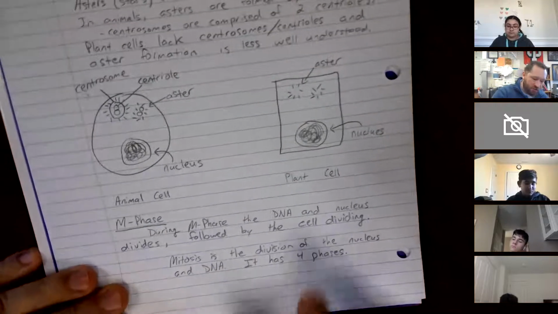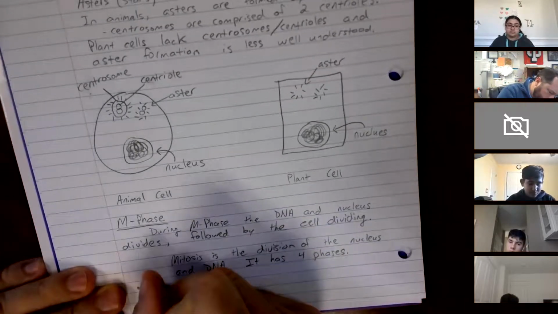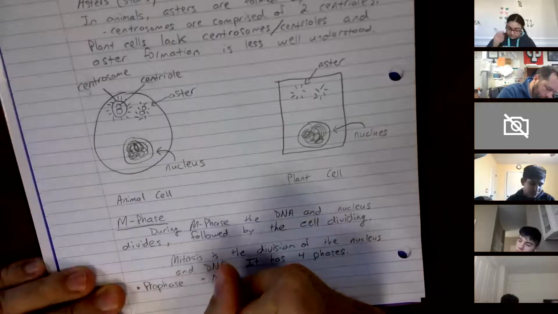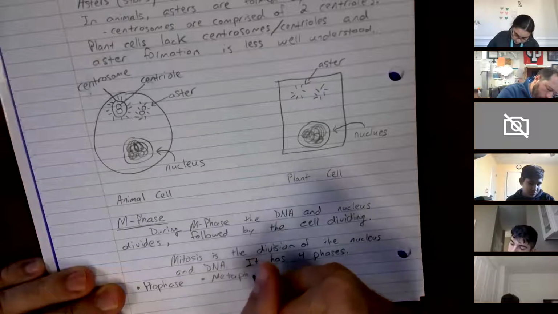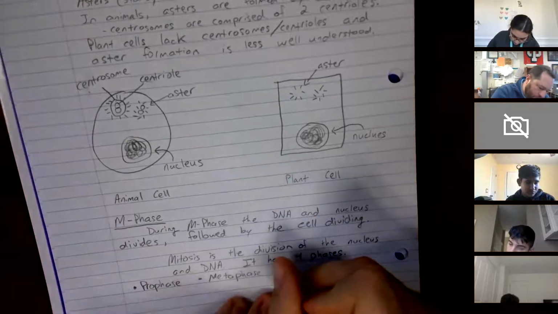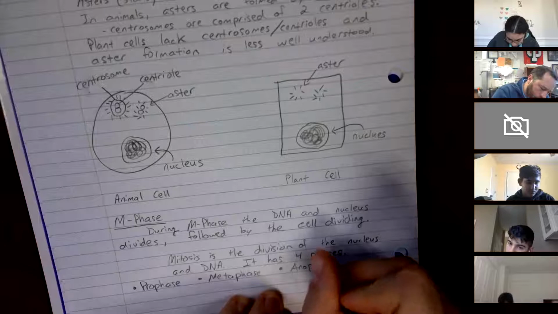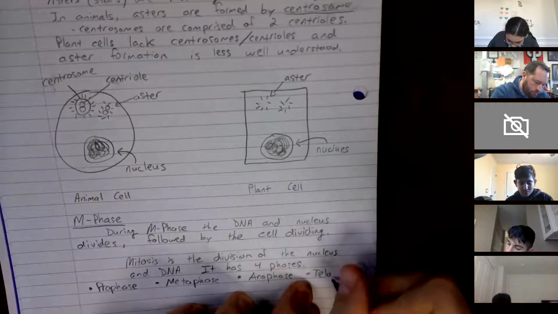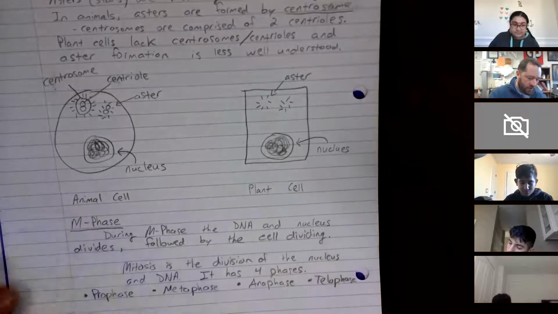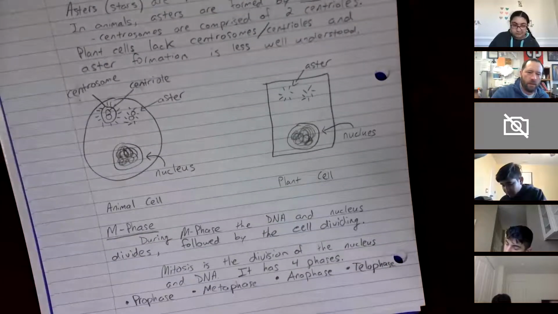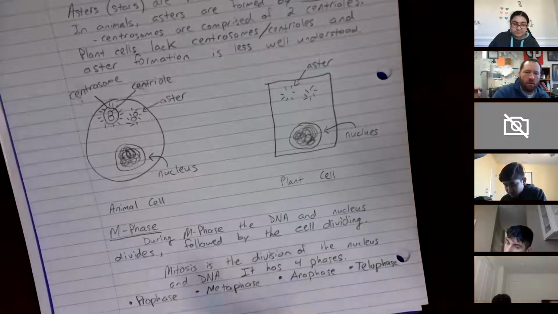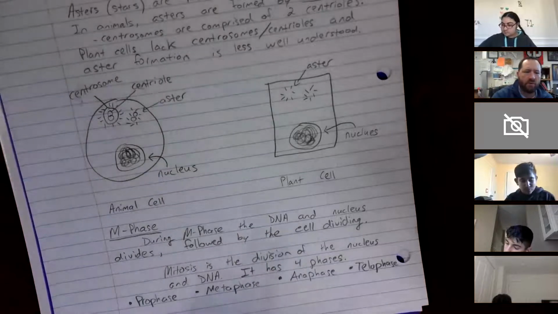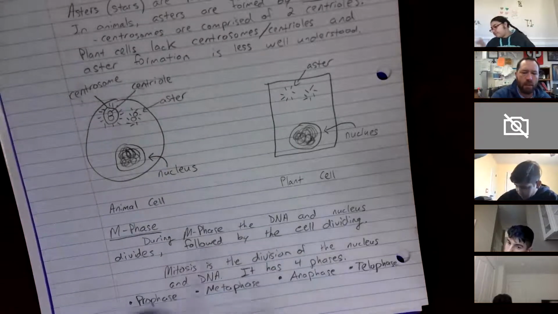All right, the 4 phases of mitosis are prophase, metaphase, anaphase, and telophase. I always remember PMAT, P-M-A-T, and that helps remember the order of them: prophase, metaphase, anaphase, telophase, PMAT.